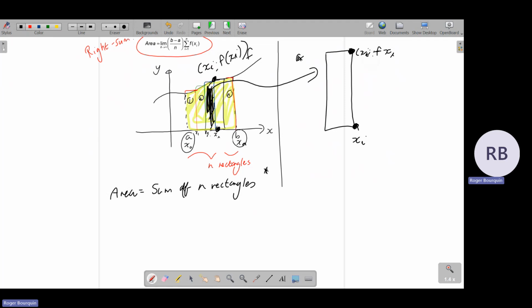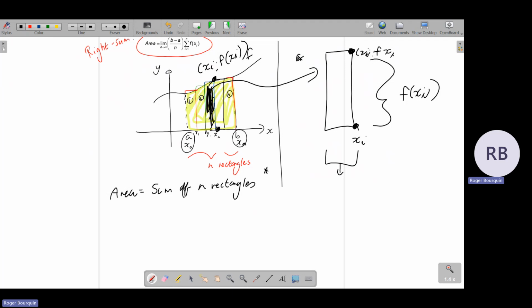So what is going to be the height of one rectangle? You concur. Right. What is the width of one rectangle in terms of A, B, and N?